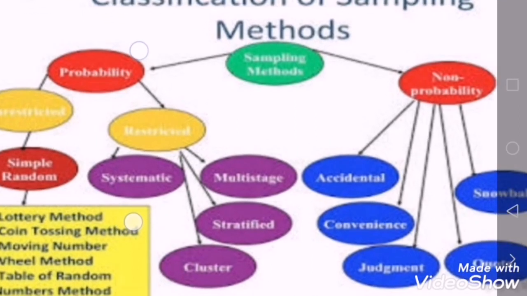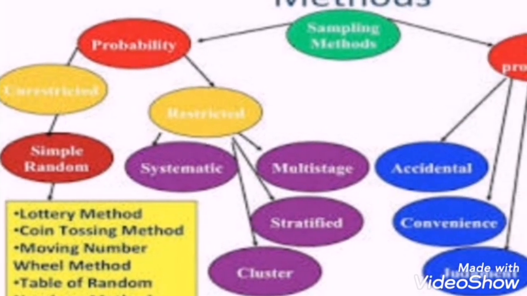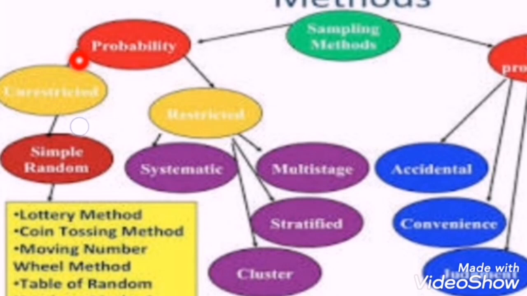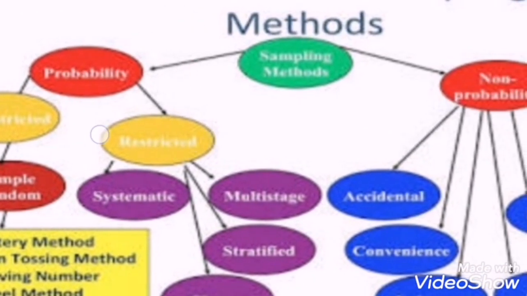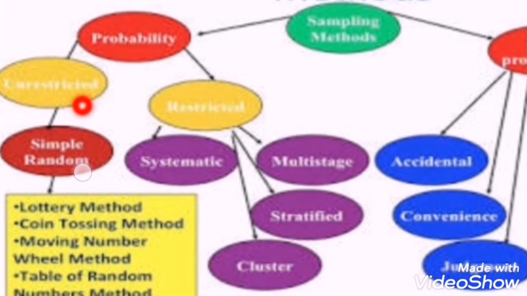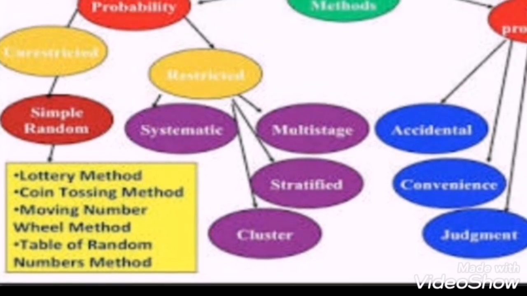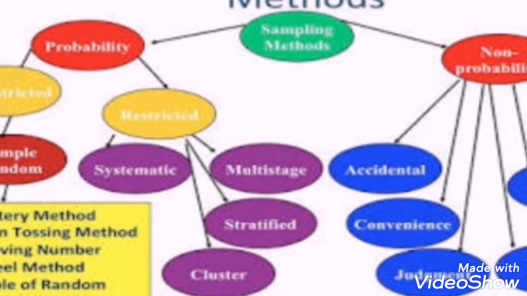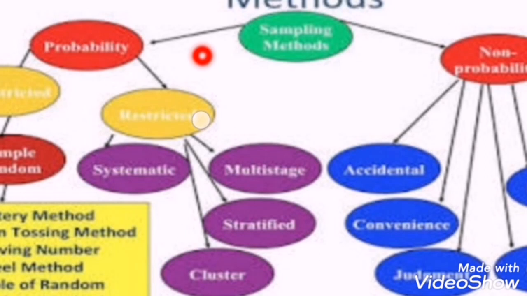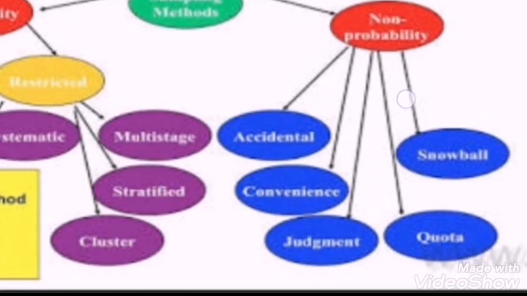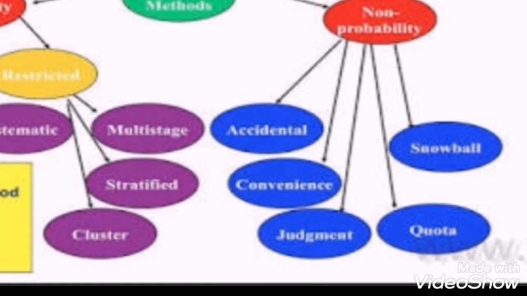Let us look into the classification. Under probability sampling, we have unrestricted sampling and restricted sampling. Under unrestricted sampling, we have simple random sampling, and this simple random sampling can be done with the help of lottery method, coin tossing method, moving number wheel method, table of random numbers method. Then under the heading restricted probability sampling, we have systematic sampling, multistage sampling, stratified sampling, and cluster sampling. Then under the category of non-probability sampling, we have accidental sampling, convenience sampling, judgment sampling, snowball sampling, and quota sampling.